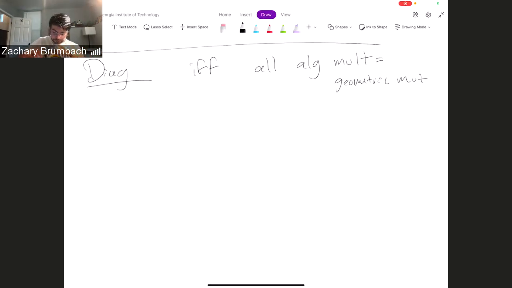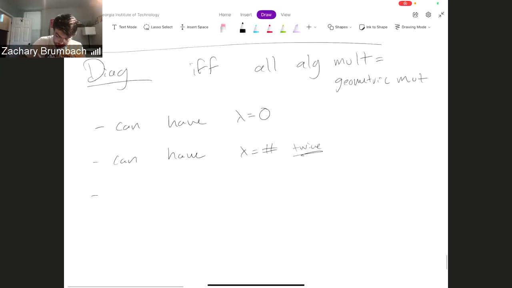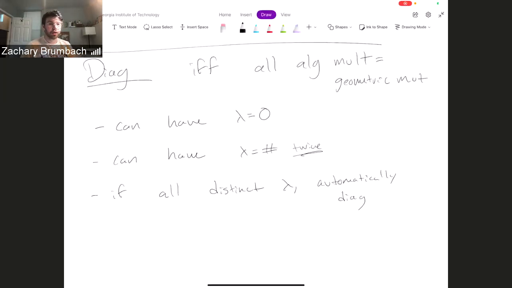So some notes. You can have lambda equals 0. You can have lambda equals some number twice, which is the same thing as saying an algebraic multiplicity greater than 1, okay? These can happen. Something to note, if all lambda are distinct, it's automatically diagonalizable, okay? Some things to note: reflections are always diagonalizable. Projections are always diagonalizable, okay? Cool.